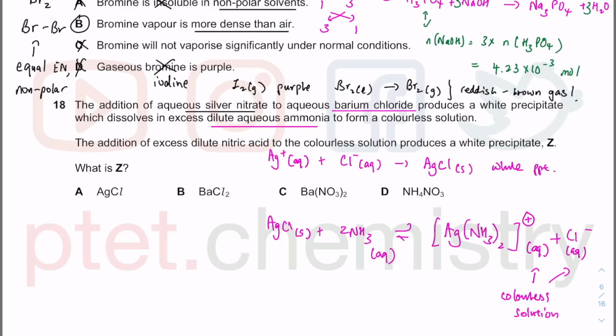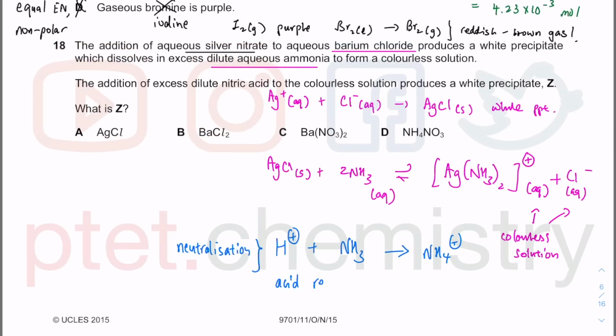Now, when you add some excess dilute nitric acid to this, it produces back the white precipitate. Because you can imagine, what does the nitric acid do? The nitric acid is a source of H+, it will react with ammonia and give you ammonium. So it will form this salt, the ammonium salt. The acid will neutralize the ammonia, removing it.